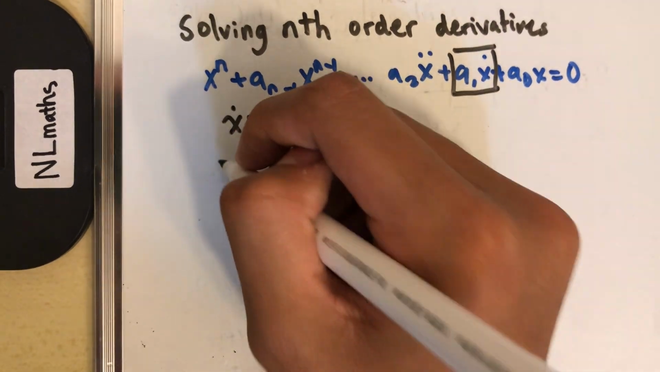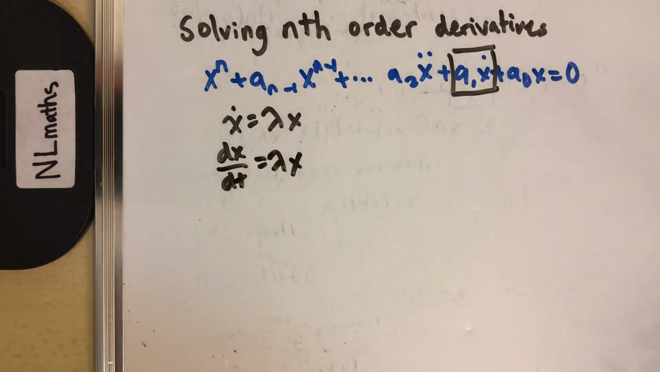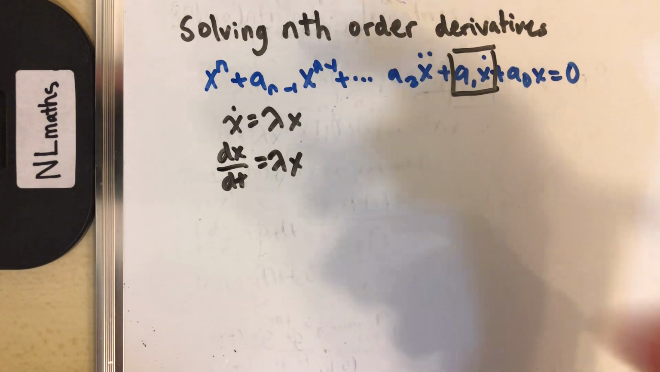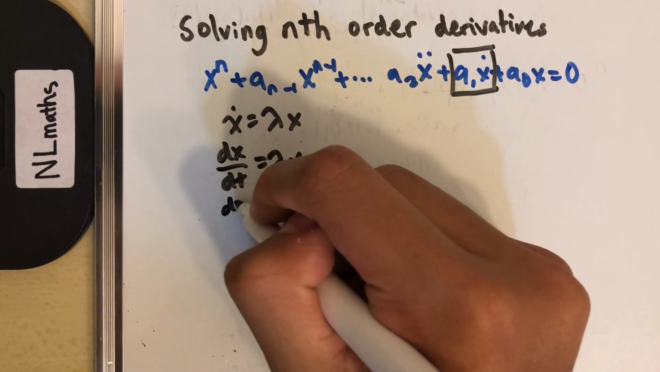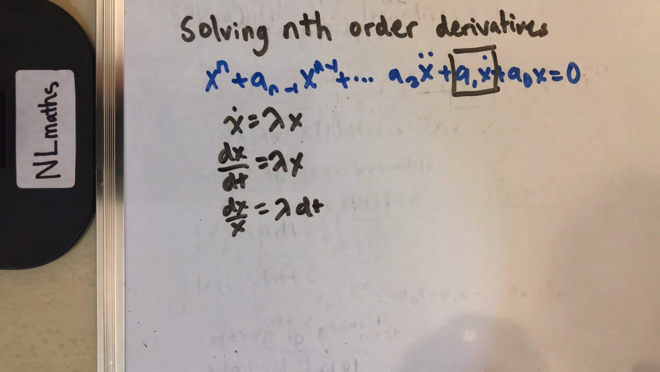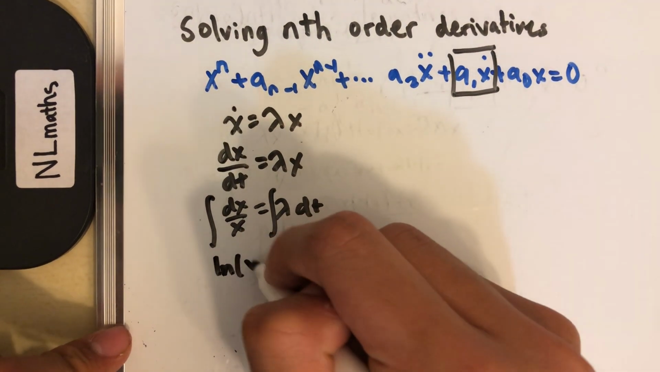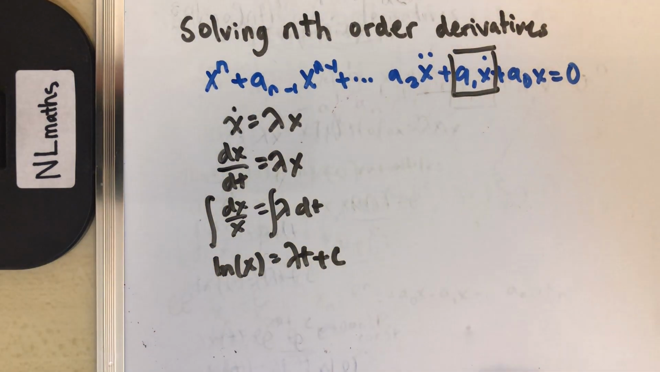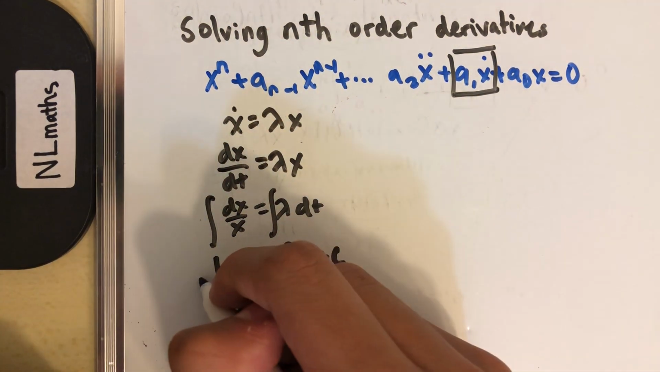So x dot is of course equal to dx by dt, the first derivative with respect to time, and that equals lambda x. So whenever someone asks a calculus student how they would solve this, they say separation of variables, the easiest method. So then we multiply by dt, and we divide by x, so we get dx over x equals lambda dt. Then we can integrate this, and we get ln of x is equal to lambda t plus c.